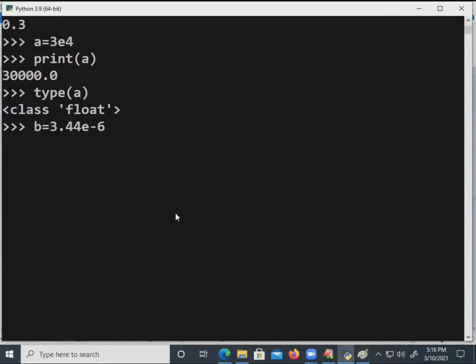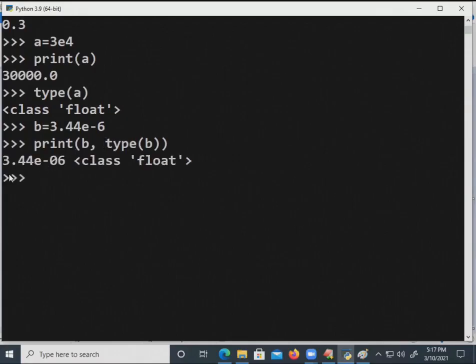3.44 into e minus 6. What is that? 3.44 into 10 to the power of minus 6, that is 3.44 into 1 by 10 to the power of 6. Mathematics. So see the result that is coming. Print of B, comma, type of B. The result coming is 3.44e-06, but internally stored as what?